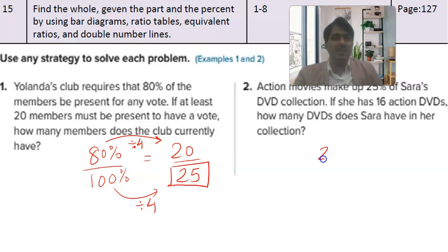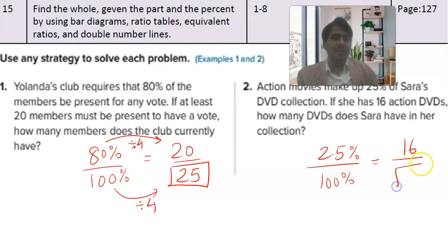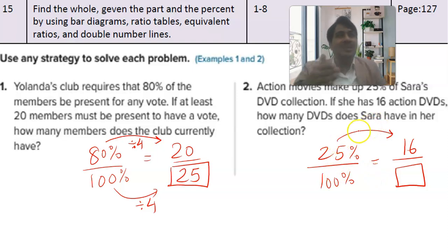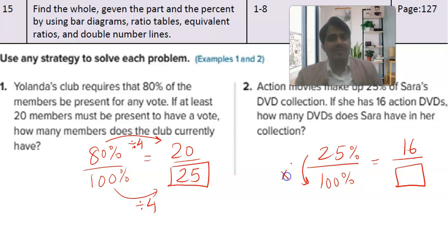Similarly, 25% is 16. 100% is how much? If you can guess what to multiply or what to divide, you can think over this also like this. See, 25 multiplied by 4 is 100. So 16 multiplied by 4 is 64. So the answer is 64.